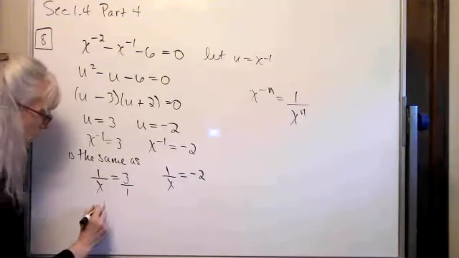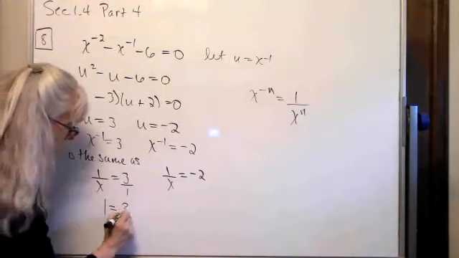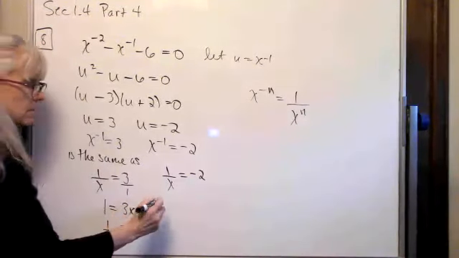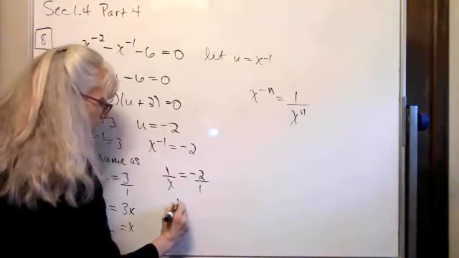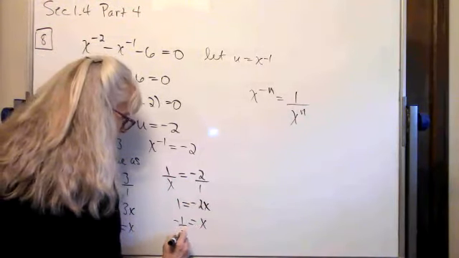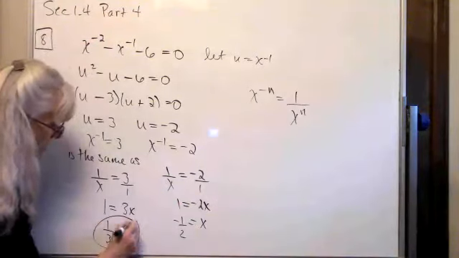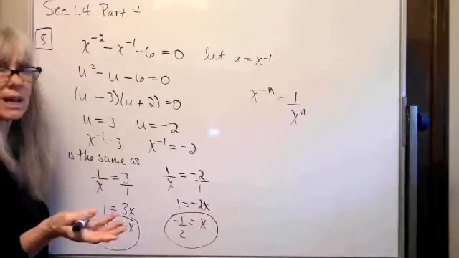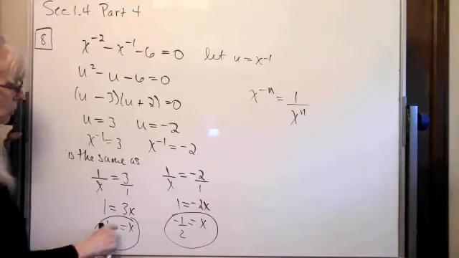So 1 times 1 is equal to 1. 3 times x is equal to 3x. So then x is equal to 1/3. If I do the same thing over here, I get 1 is equal to negative 2x, and x is equal to negative 1/2. So we get two solutions, 1/3 and negative 1/2. Because there are no radicals, we really don't need to worry about checking them. You could, but we're not going to.